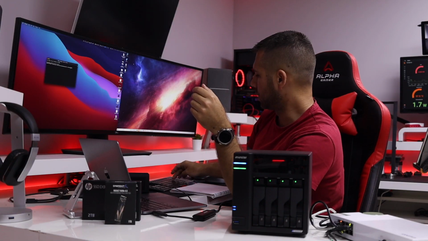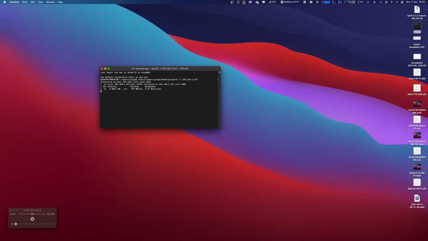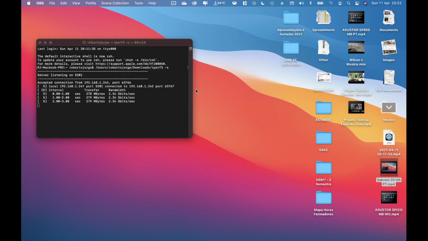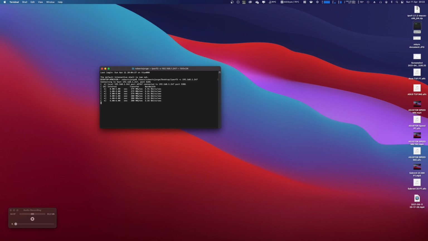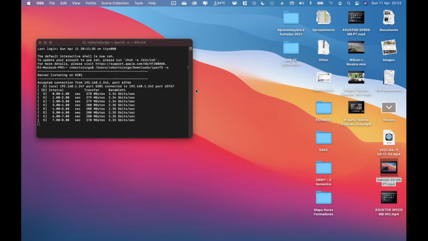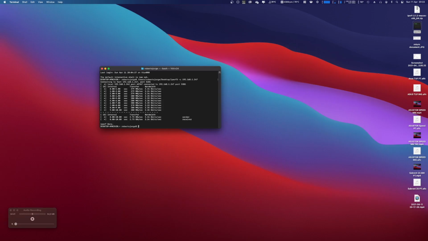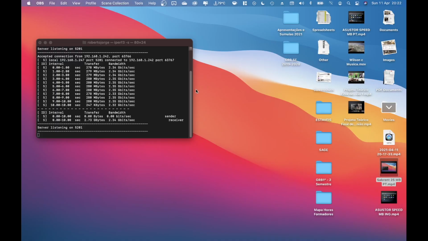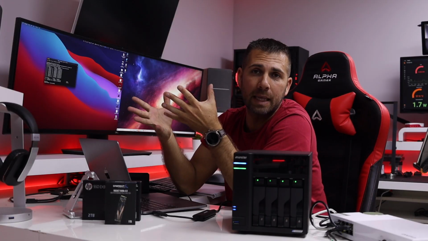So we are going to send that command, and we can see on both screens, the server and the client, that we are getting 2.34 gigabits per second, 2.35, so an average of 2.34 gigabits per second, which means that this is the maximum that we will get.